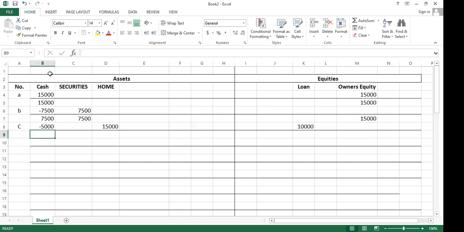After the C, 2,500 cash balance. Security is 7,500. Home is 15,000. Loan 10,000. And owner's equity 15,000.